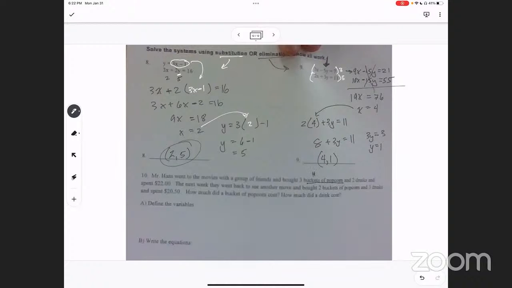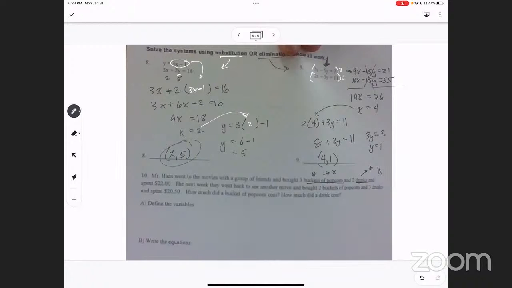The number of buckets of popcorn, we're going to call that X. And 2 drinks. The number of drinks is going to be called Y. That's just how these work. The next day, they went back to see another movie and bought 2 buckets of popcorn and 3 drinks and spent that much. Well, if the prices didn't change, then we can find the price of popcorn and the price of the drink by using a system of equations.